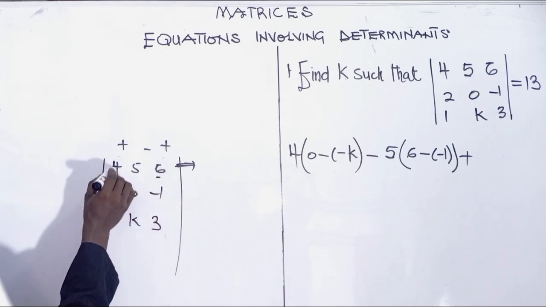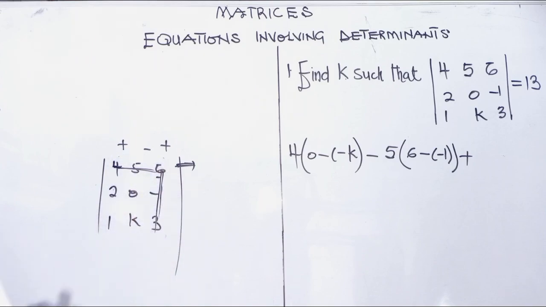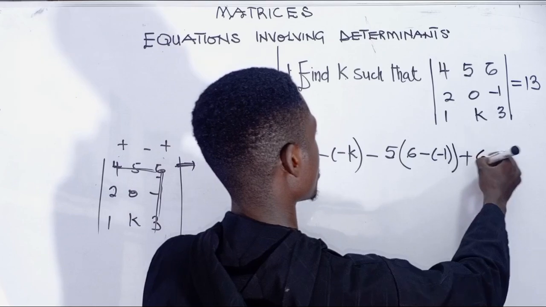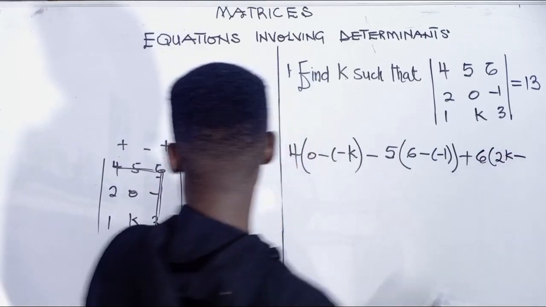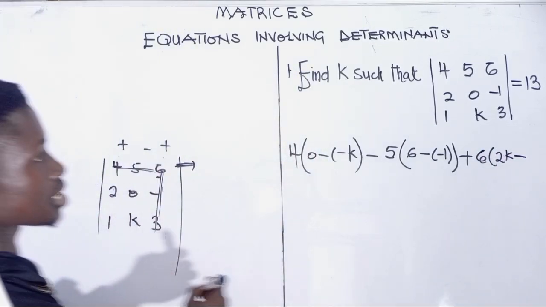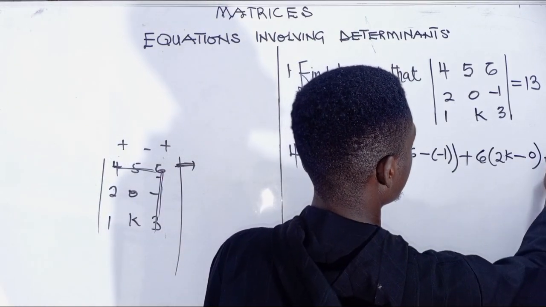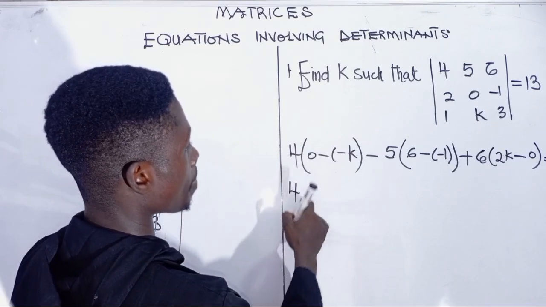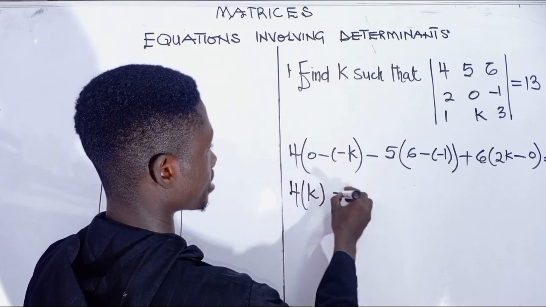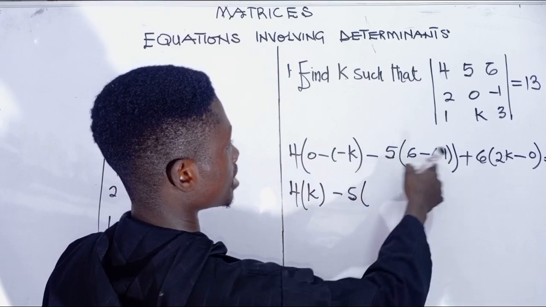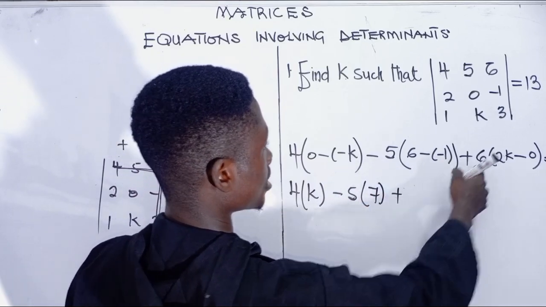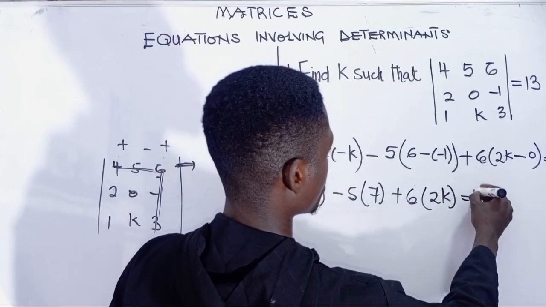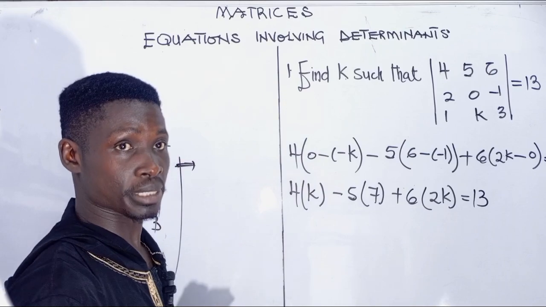With that, we are going to collapse the first row and then the last column, and then we find the determinant of what remains. 2 times k will give us 2k. Minus 1 times 0 will give us 0. And the whole of this is equal to 13. So we are going to have 4 times k, then 5 times 7, then 6 times 2k, and this is equal to 13.